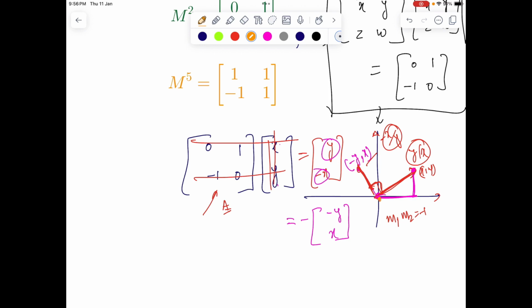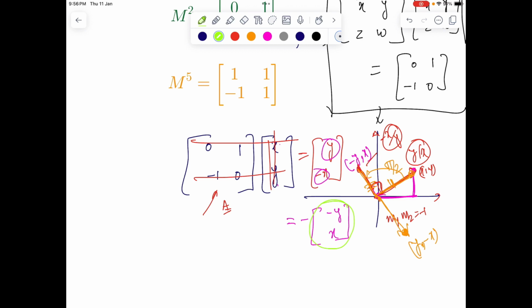So what we got is minus y comma x will be exactly opposite to this, right? It is something like this. So this vector is y comma minus x, and we have minus y comma x. So it feels like x comma y is rotated by a 90-degree angle in anti-clockwise sense, and then it's reflected.